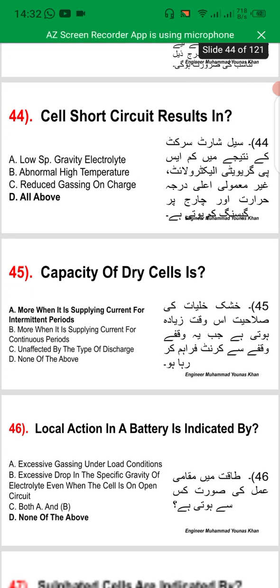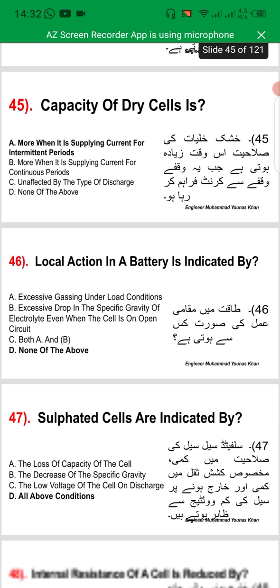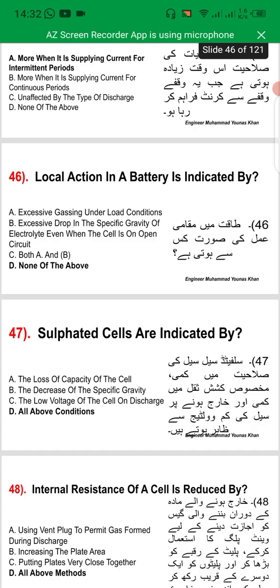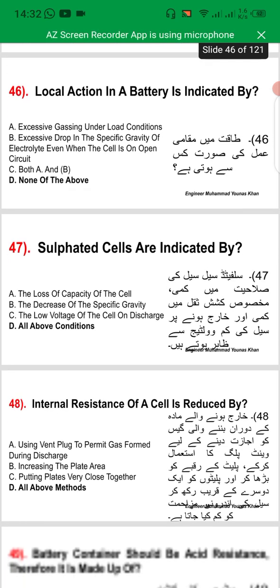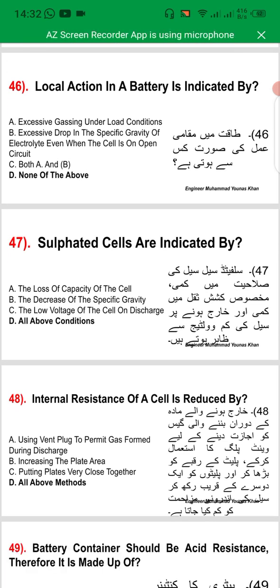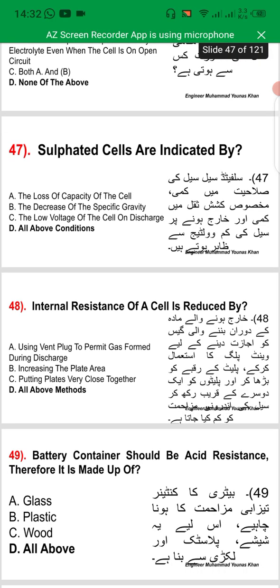Cell short circuit results in low specific gravity of electrolyte, abnormal high temperature, reduced gassing and charge, all of the above. Capacity of a dry cell is more when it is supplying current for an intermittent period. Local action in a battery is indicated by none of the above.